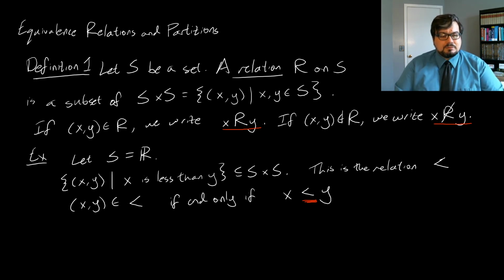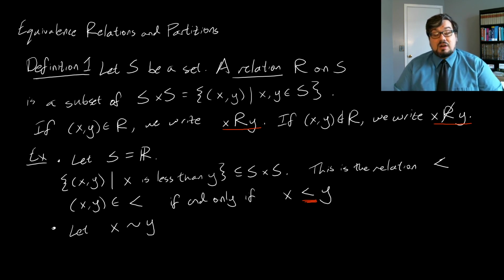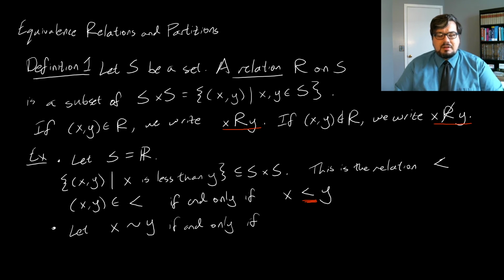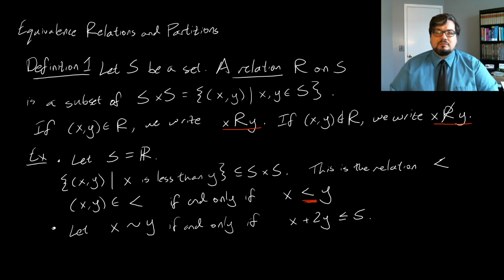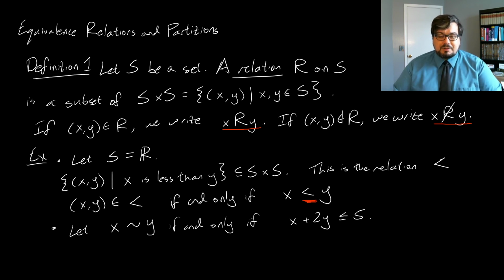We can define lots of others. We could define another one, one that we're not as familiar with. So we could say something like, let x twiddle y. This twiddle, or this tilde, is also commonly used when talking about relations, when we want to define a relation that's not one that we're familiar with. So let x twiddle y if and only if x plus 2y is less than or equal to 5. So this is not a relation that we are too familiar with.